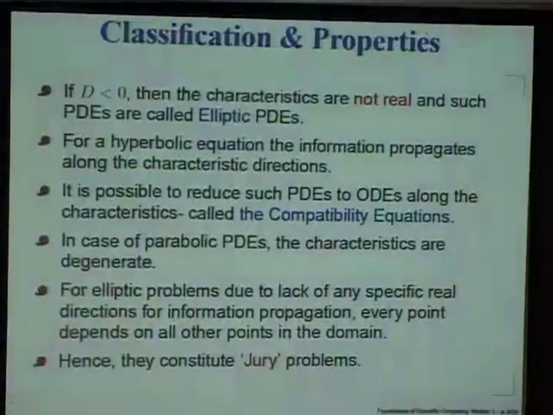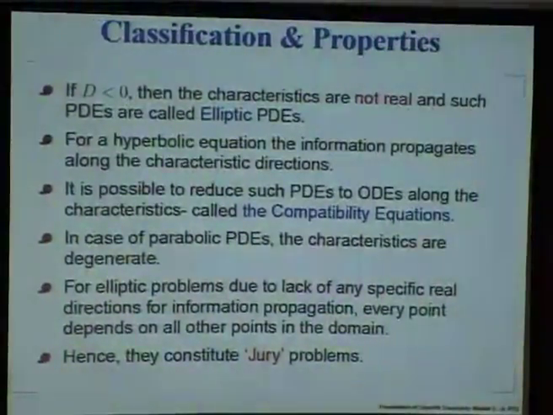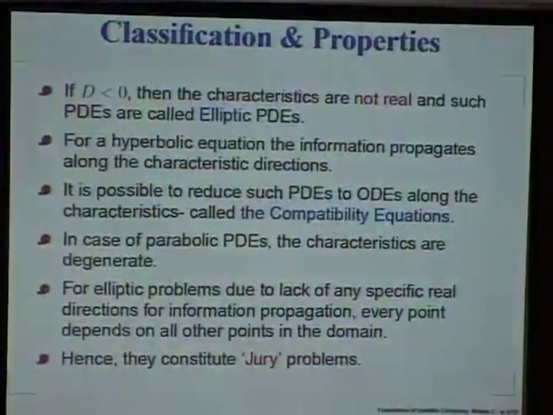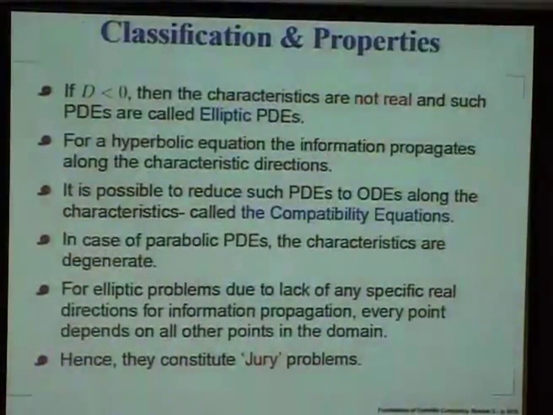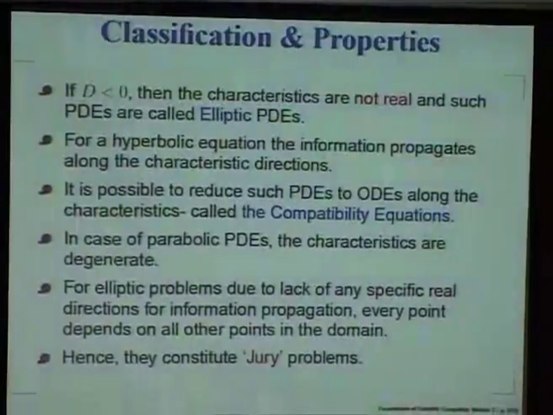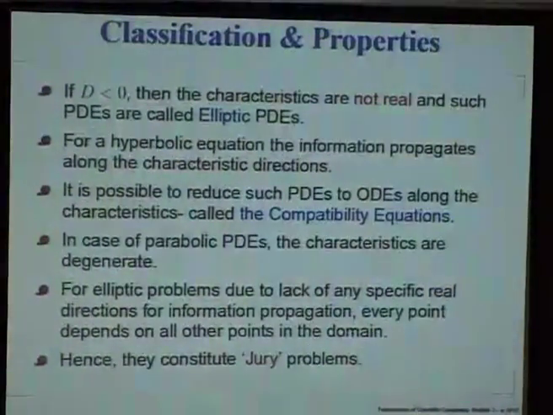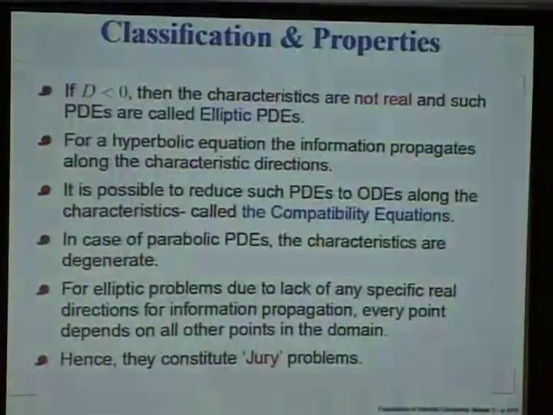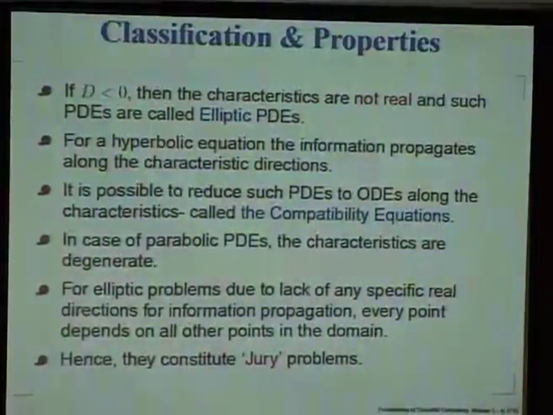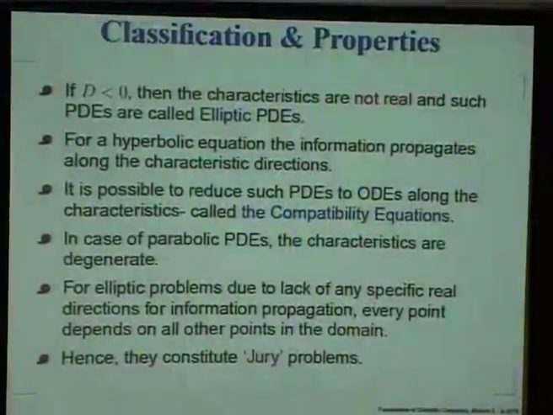The third possibility, of course, is D is negative, and then the characteristics that you are going to get are going to be complex, they are not real. So, you do not have discontinuities propagating along real lines. What does that mean? This means that you do not have, suppose I have a domain like this.